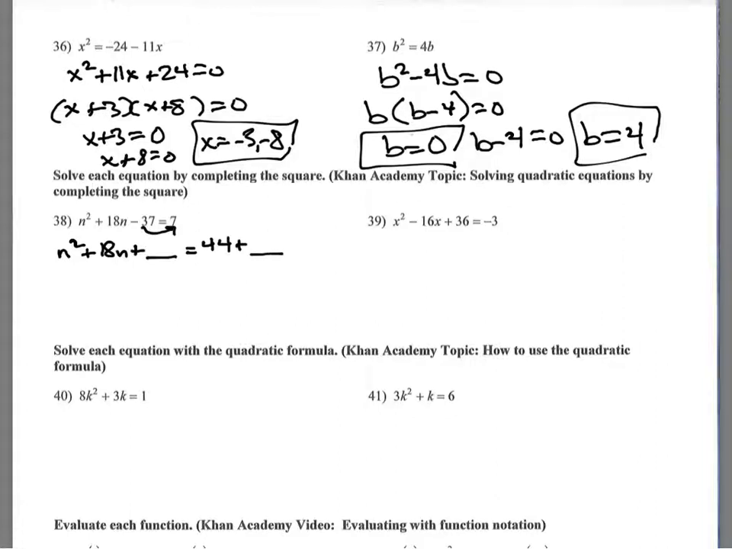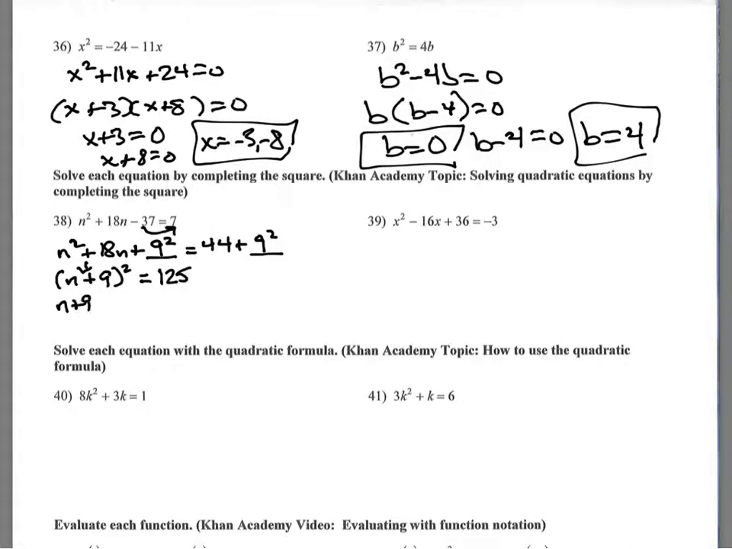What we're going to add there is half of that middle term, so 9, and we square it. I know 9 squared is 81, but I like to keep it like that for here because that becomes n plus just 9 squared. And that will always be the same as that sign. So if that was an n squared minus 18n, it would be n minus 9 squared. 44 plus 81 is 125.